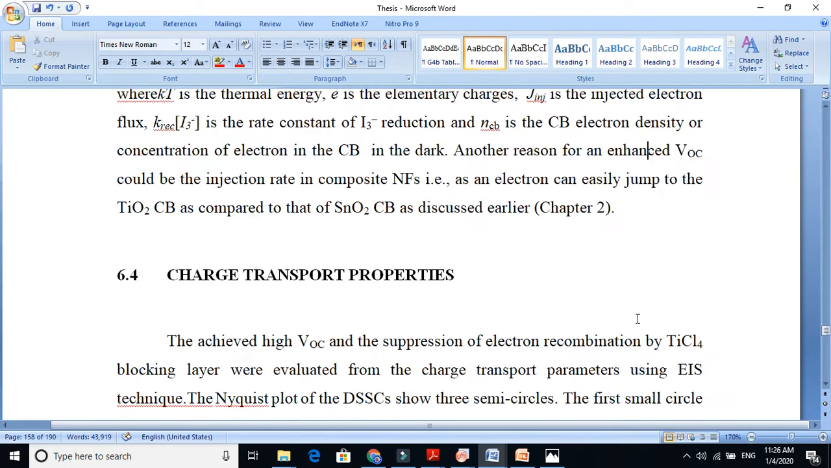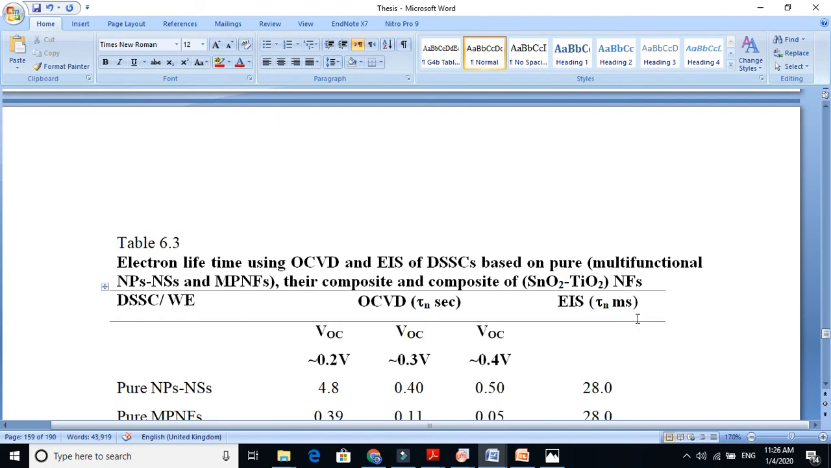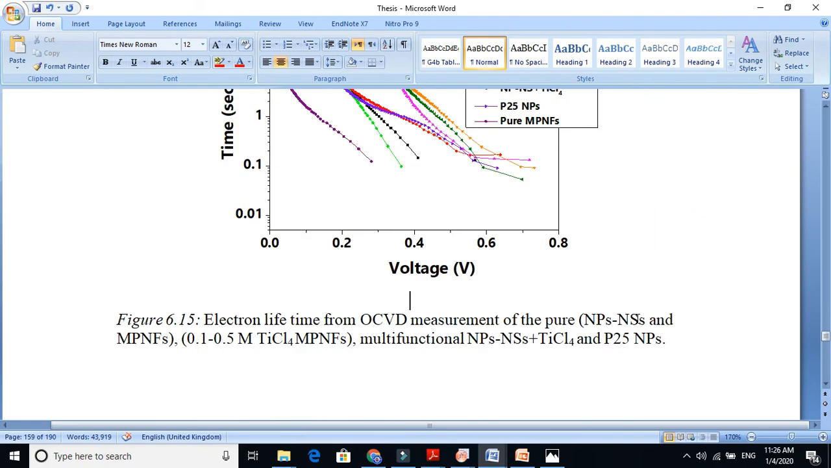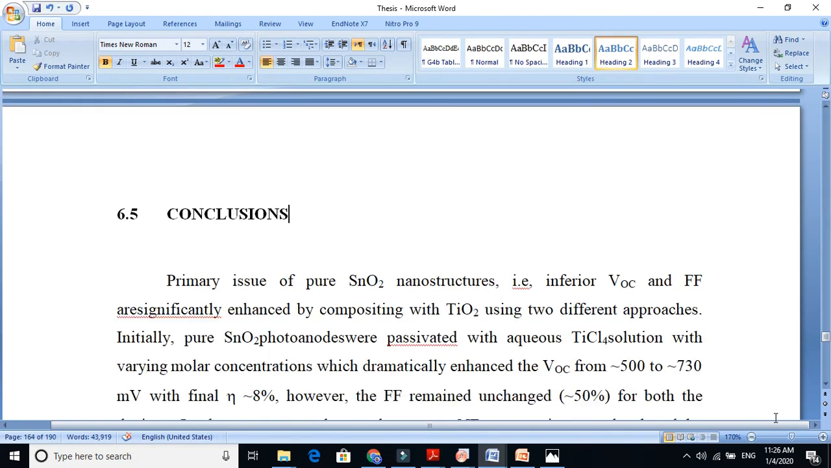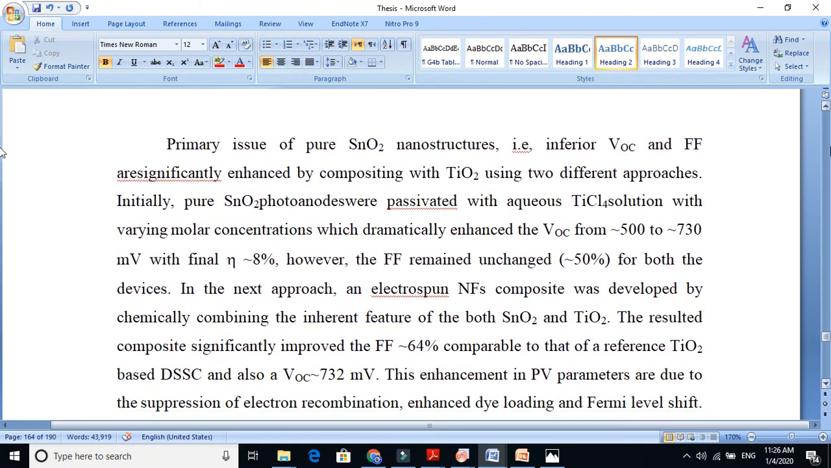And charge transport properties. And finally, we conclude this chapter. This is a very lengthy chapter. And look at the conclusion here.